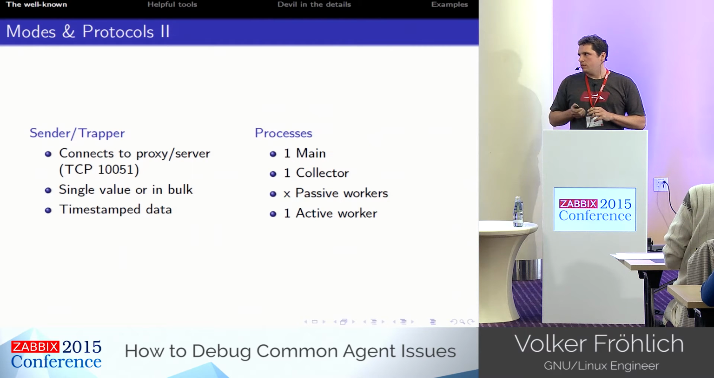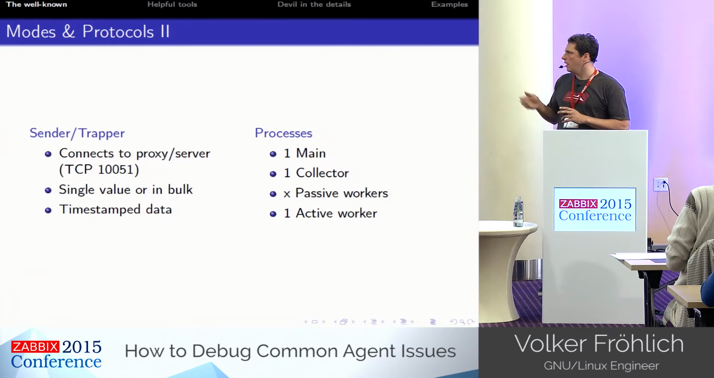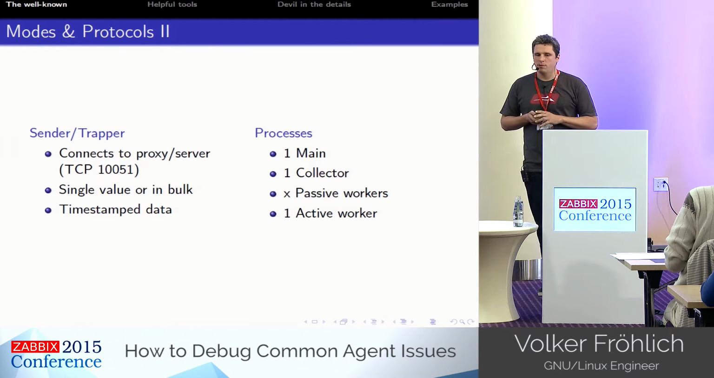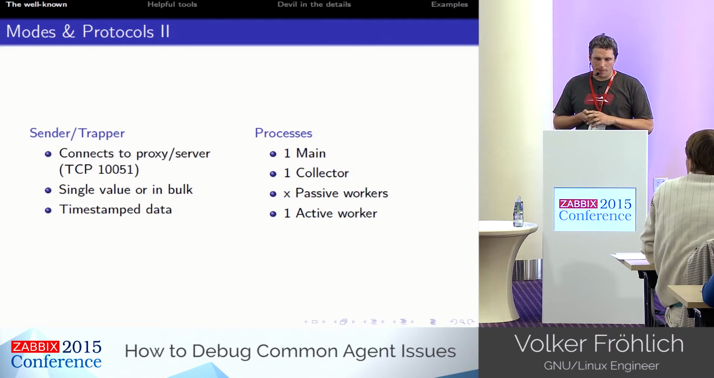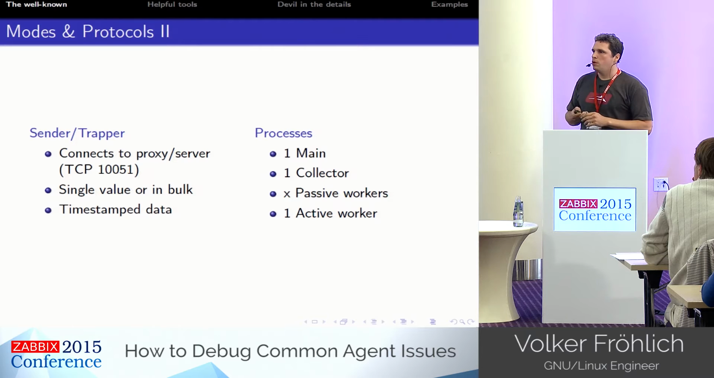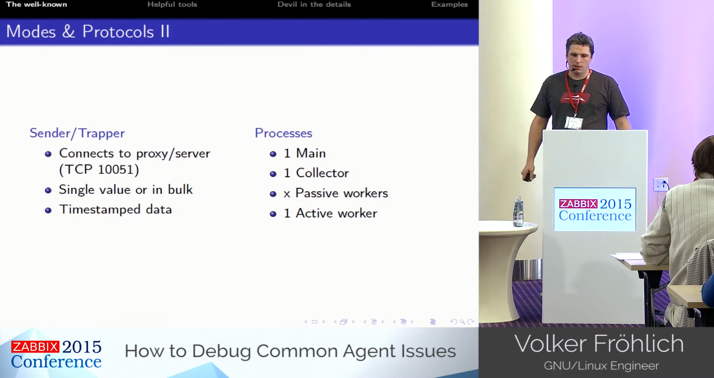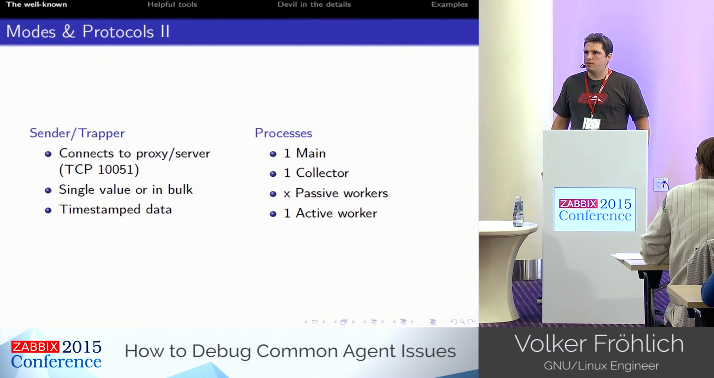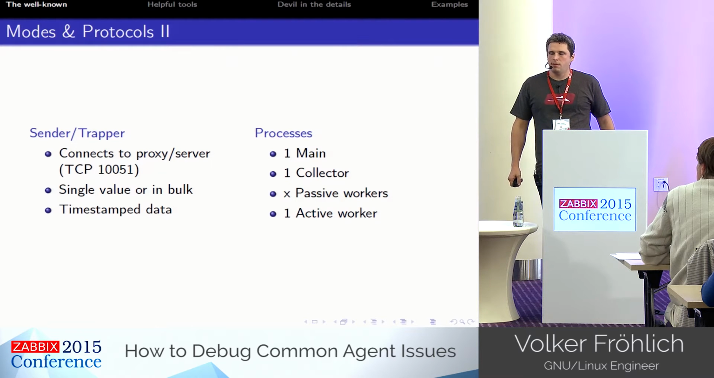While this Zabbix sender or trapper protocol does not exactly belong to the agent, I'd like to talk about it briefly too, because there are some pitfalls as well. When you're using this protocol, you're connecting to the server or the proxy and basically submitting a JSON object that contains data for various items and potentially various hosts, and it allows for timestamp data as well.